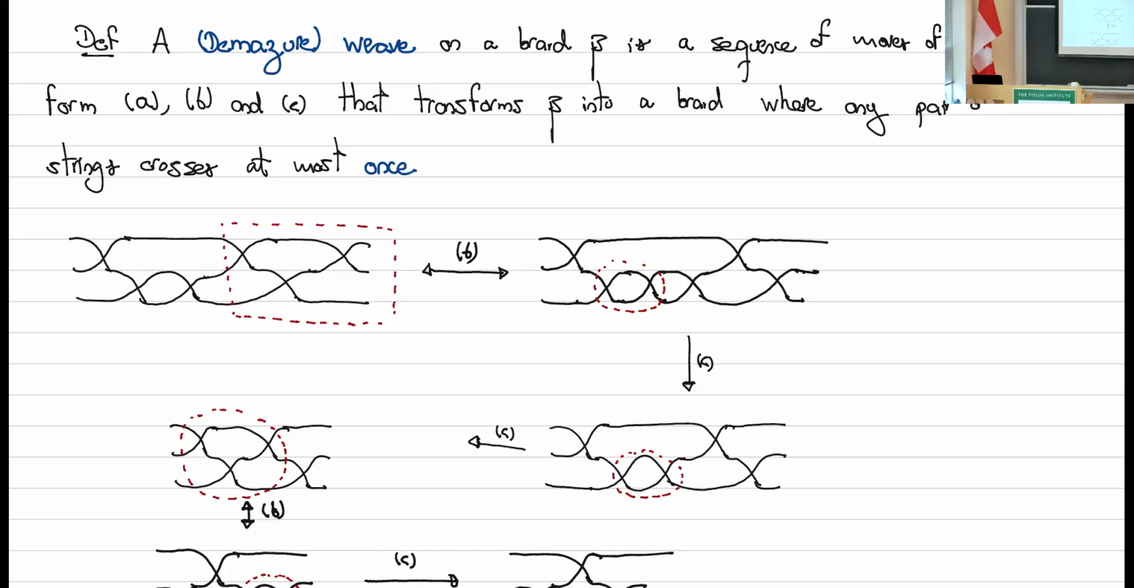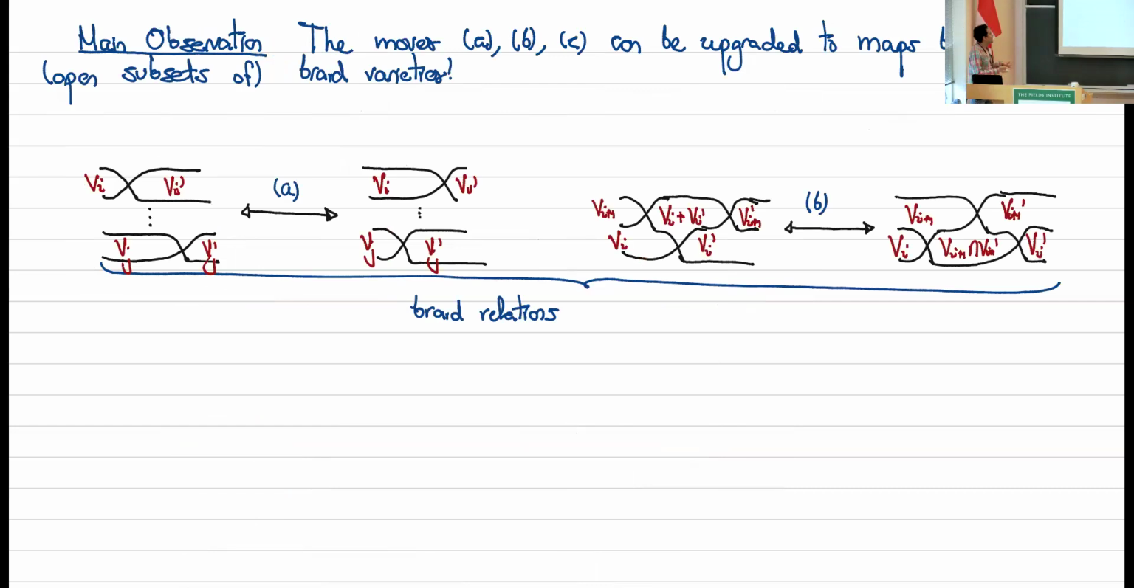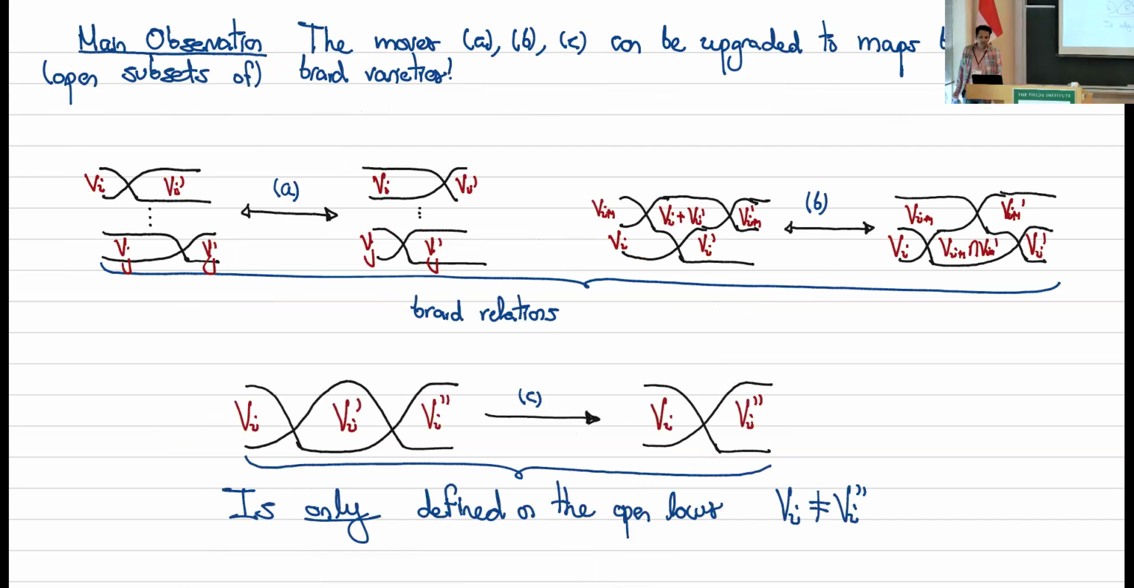So that's a weave. The way weaves relate to braid varieties is that they give you maps between open sets of braid varieties. So we have already seen how the braid relations give you isomorphisms between braid varieties. And then the collapsing move, well, you have 3 subspaces, Vi, Vi prime, Vi double prime. Just forget about the middle one. This is not defined on the entire braid variety. It is only defined on the open locus where these 2 spaces are different. Okay? Because I require that crossings give you different subspaces.